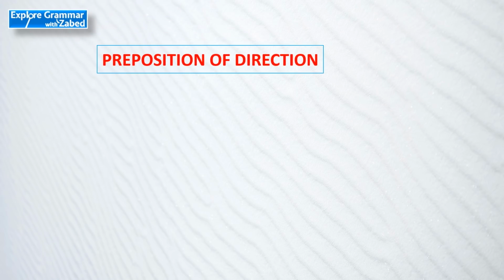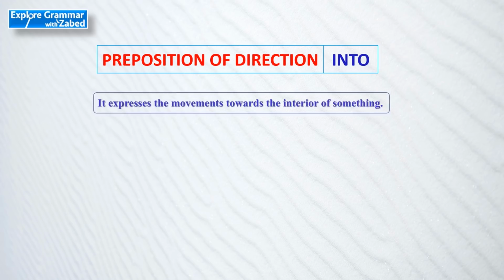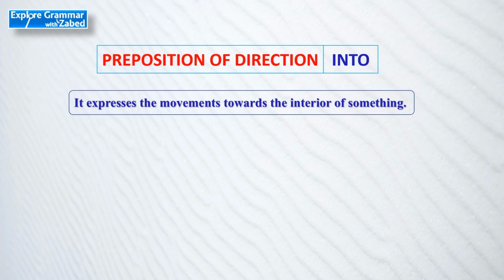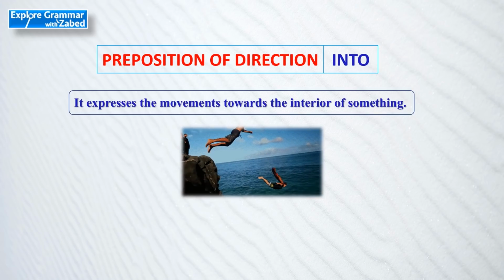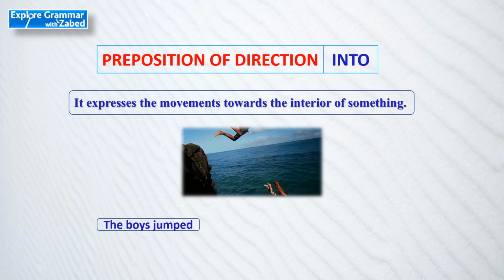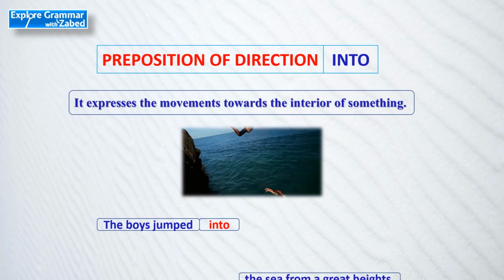Now, preposition into. Into expresses movements towards the interior of something. As a result of movement or motion, something becomes closed or surrounded by something else. Let's look into some examples of it. The boys jumped into the sea from a great height.